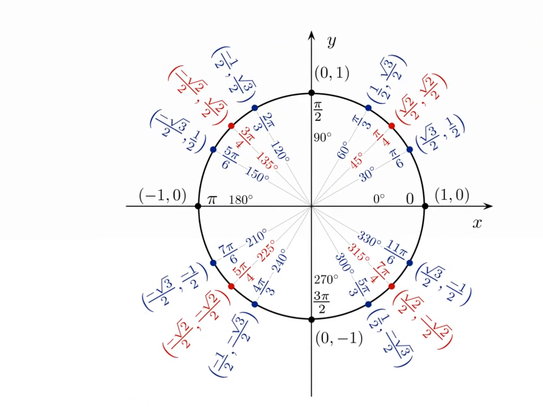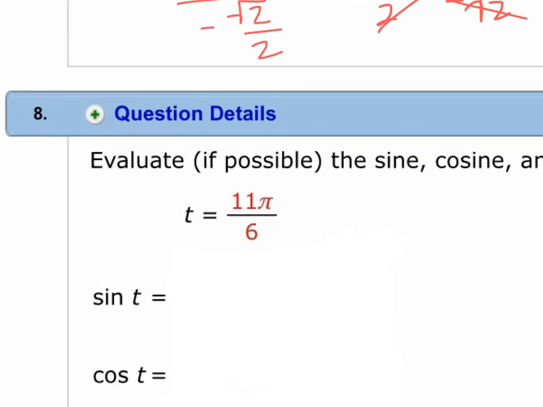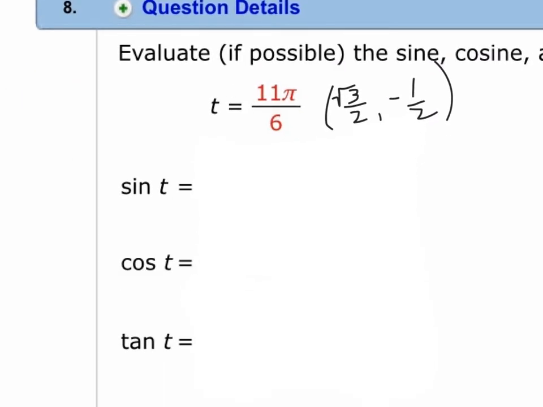11 pi over 6. Where is 11 pi over 6? Quadrant 4. What's the ordered pair? Root 3 over 2 and negative 1/2, right? So I already know sine and cosine, just looking. What's the sine? Negative 1/2. Sine is negative 1/2. Cosine is root 3 over 2.